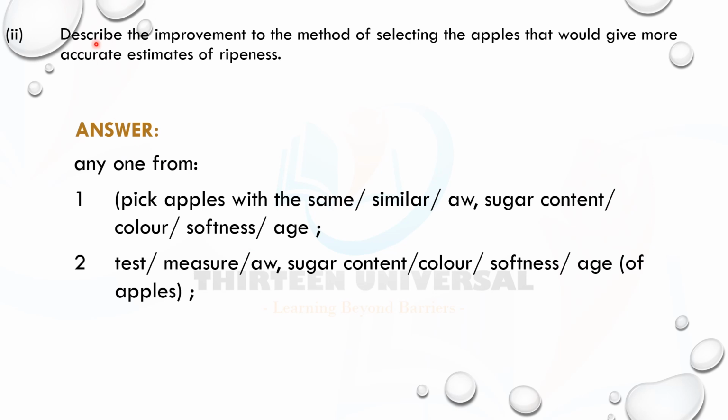Remember that anytime they use describe, you're going to need action words, sequence, procedure. Pick apples to eat with the same or similar color, and then test or measure. So the sugar content here is a way of measuring or estimating ripeness. So if I pick apples that have different colors, and then I extract their juice and measure the sugar content, that could help too.